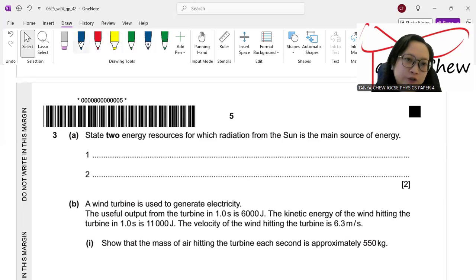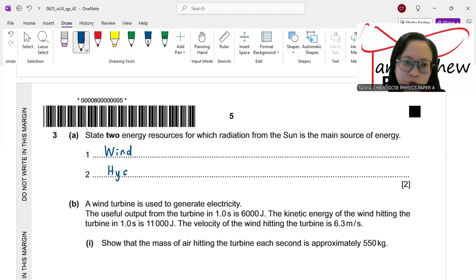Now, number 3, state 2 energy resources for which radiation from the sun is the main source of energy. So there are so many. I'm going to write down one is wind maybe, and the other one water, which is related to water. I put hydroelectric, or you could put coal, etc.